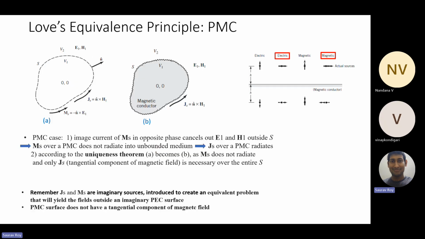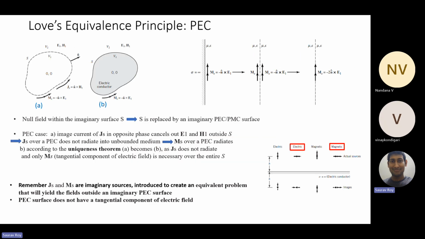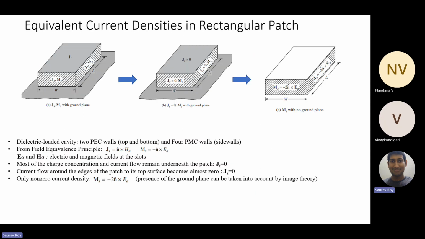It's the same thing here. In the top right picture, I told you, no? If you add up the source and its image source, it becomes 2 n cross E1. The same thing is happening here. So let's read what is there. It says that from the equivalence principle, it is n cross H and the magnetic current is n cross E1.